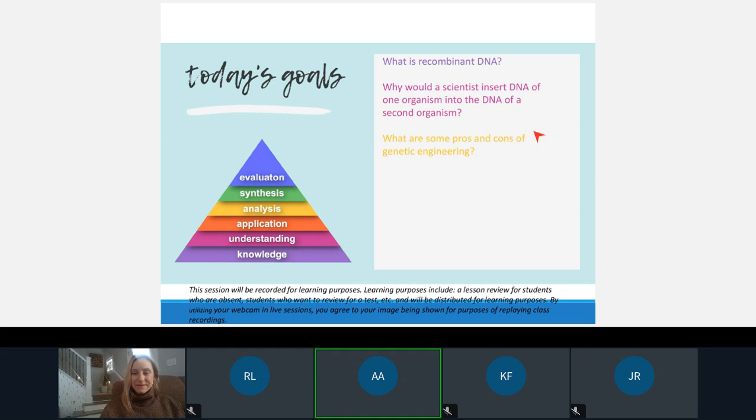So the goals are: what is recombinant DNA? Why would a scientist insert DNA of one organism into the DNA of a second organism? And also, what are some pros and cons of genetic engineering? Perfect. Thank you. So you see that we're taking some of these base level of our knowledge and understanding of what we've talked about with our DNA, with our gene expression. The last 2 days we've talked about how our genes code for proteins and our proteins send out all of these messages on how and what to make.